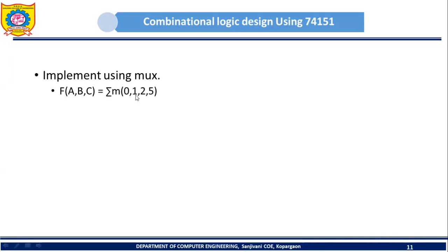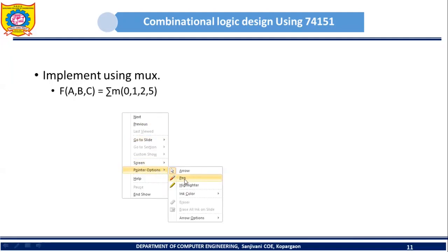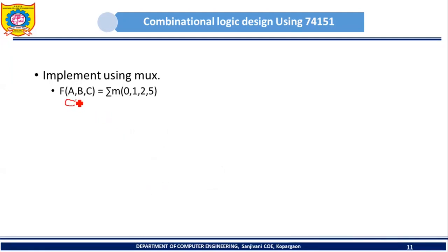So it indicates that 0, 1, 2 and 5 are minterms which are present in this particular function. Now let's try to understand this function. If I pass values of a, b, c like 0, 0, 0, what should be the output of this function? This input combination corresponds to minterm 0. Minterm 0 is present in this function. We know that the output of a minterm is 1. So in this case, this function is going to generate output 1.